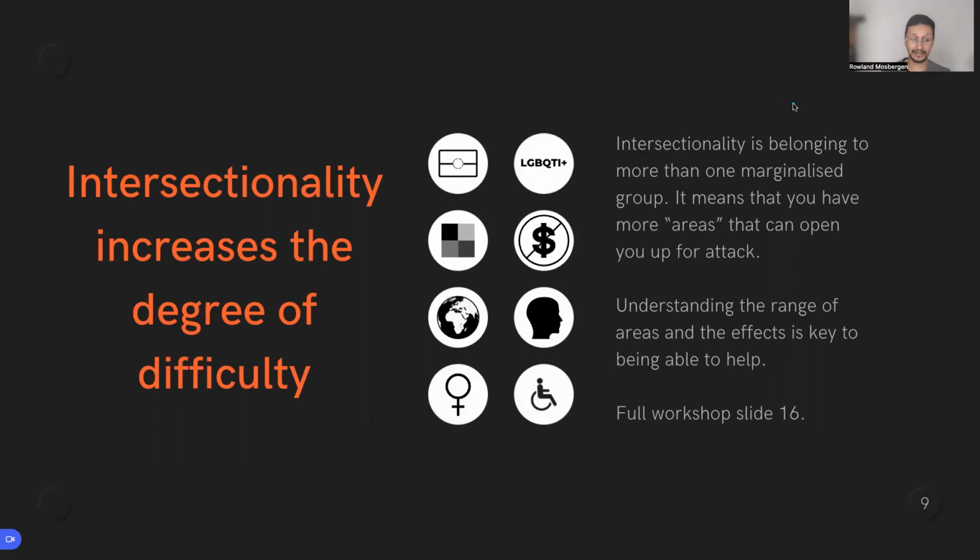And intersectionality increases the degree of difficulty. I define that as belonging to more than one marginalized group. It just means that you have more areas that can open you up for attack.